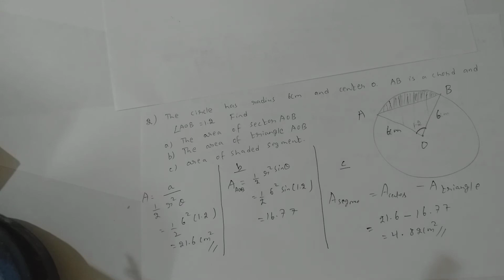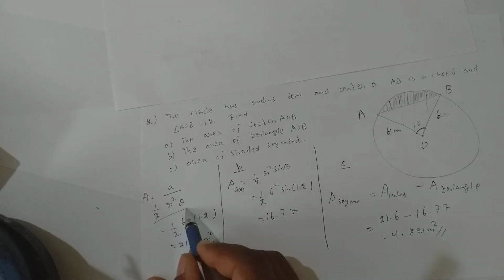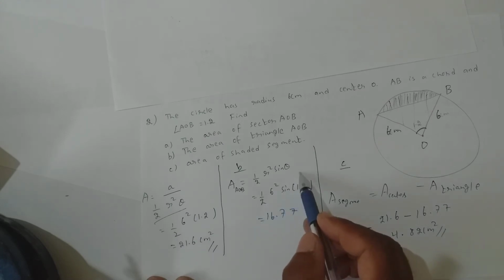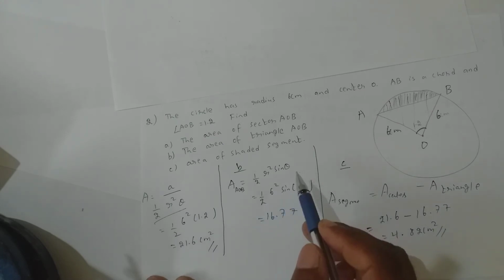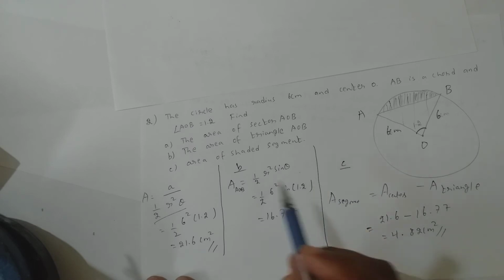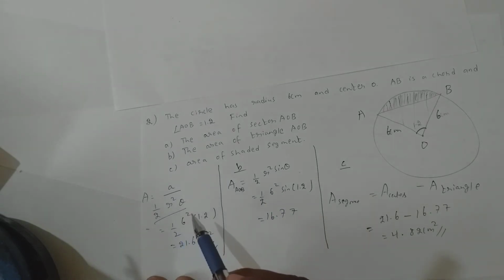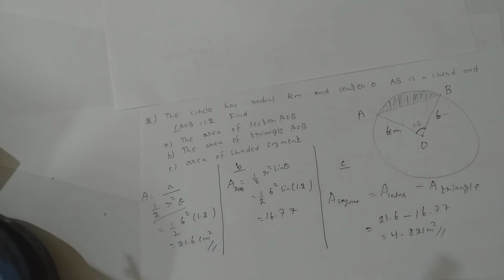Am I clear? Area of sector is half r square theta. Area of an isosceles triangle is half r square sine theta. The only difference where students get confused is here: half r square theta and half r square sine theta. So only for the triangle you get half r square sine theta. If it is sector, only half r square theta. Clear? Look at next sum.